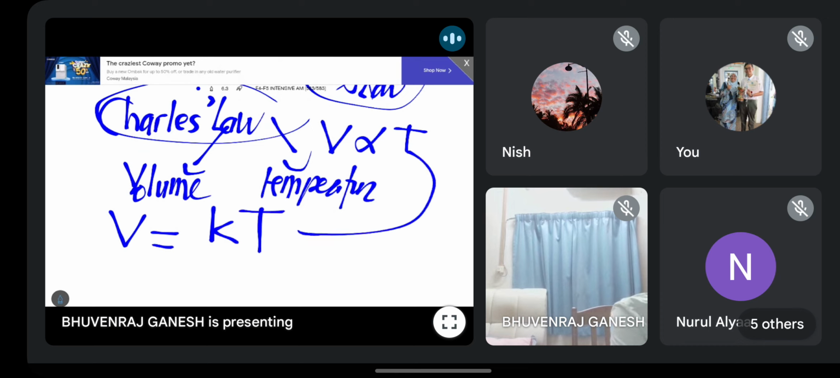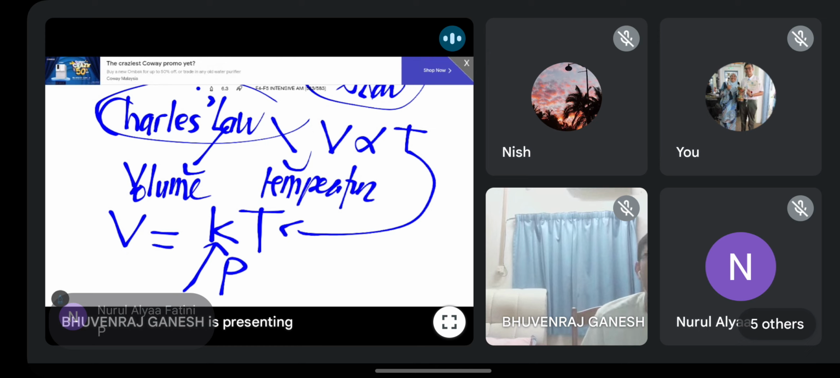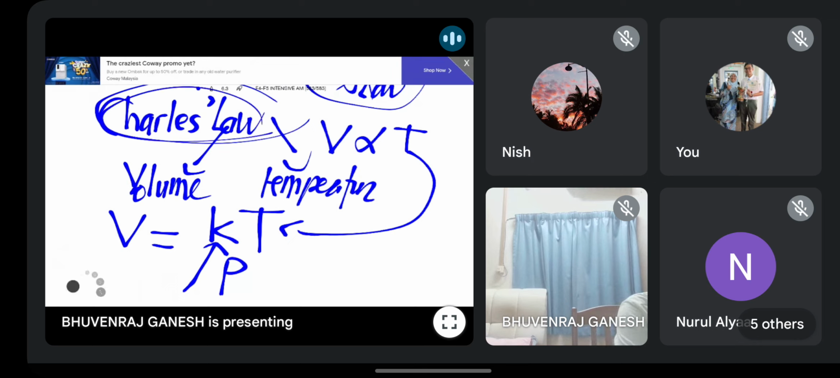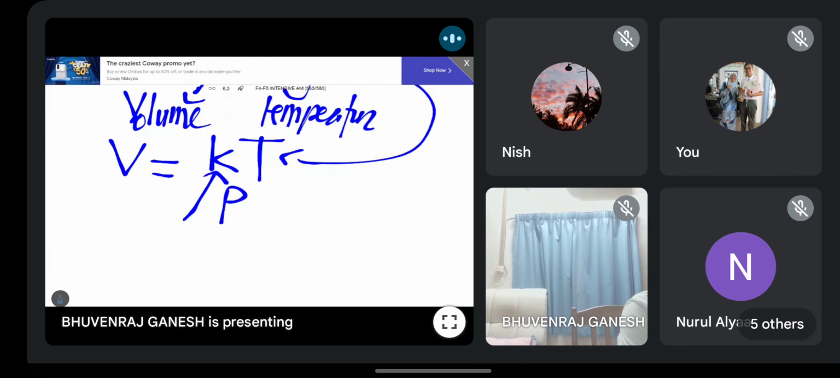Okay, so now based on this, anyone can tell me, when you convert to an equation, what is the constant over here? What is the constant in this situation? If volume and temperature change, what is constant? Yes, pressure. Pressure is constant. So that's why your equation is V equal to kT. Okay, k is constant. So this is what Charles' law states. Okay, so now we apply it in the concept of variation.